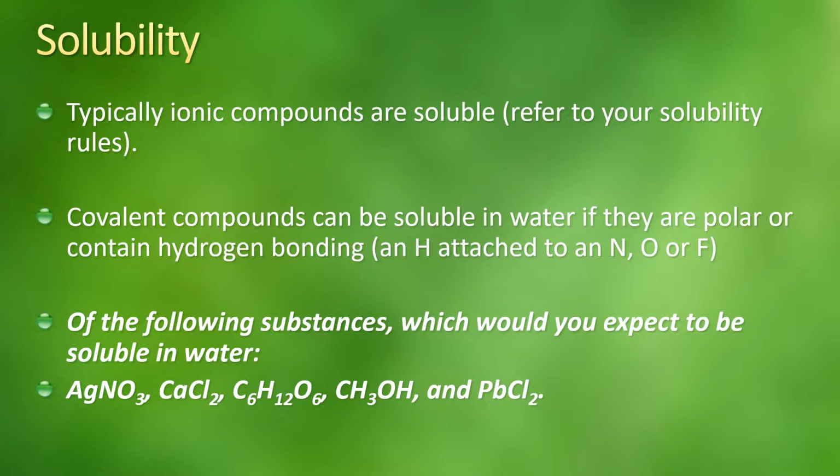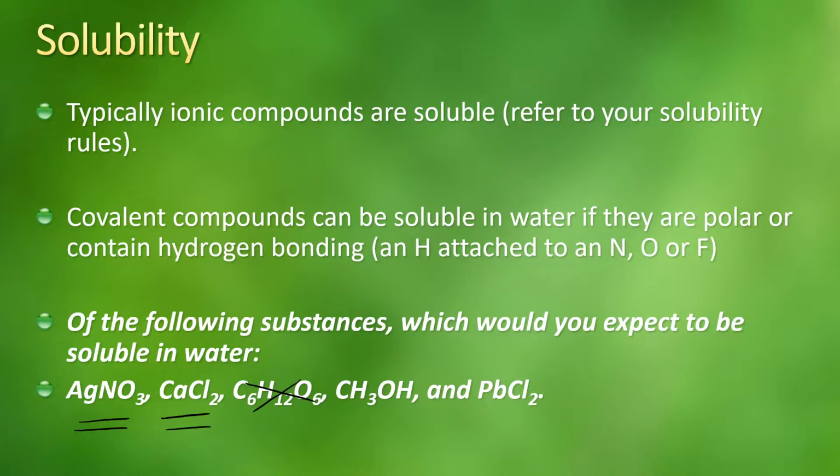Looking at the list of ions or ionic compounds at the bottom, it asks us to figure out which one we would expect to be soluble. Something like silver nitrate, we would assume is soluble, given it's ionic, and it contains that nitrate ion. Calcium chloride is also an ionic compound. It's most likely going to dissolve in water.